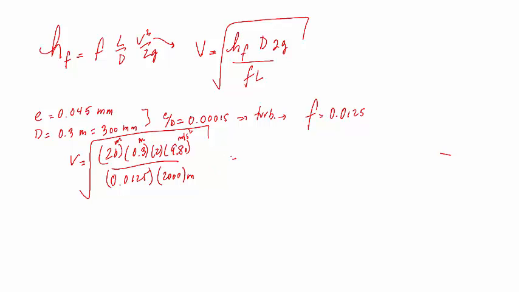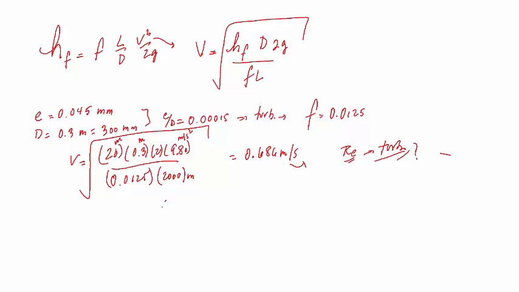Okay. So this will give me 0.686 meters per second. Now in practice, we would want to redo this. You can calculate the Reynolds number and prove that it's turbulent. But in class, I told you let's just leave it at that.